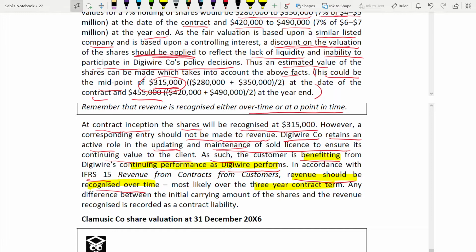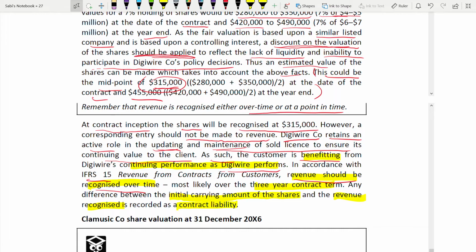So any difference, remember, what about the difference between the carrying amount of the shares and the revenue recognized? Any difference between the initial carrying amount of the shares and the revenue recognized is recorded as a contract liability. You should always say whether you have to recognize a contract asset or a contract liability. That means, did you recognize revenue early in advance, or you didn't recognize revenue? You will recognize it later. Then it should have been recognized. So in this case, what happened? You recognize the revenue. So that difference you have to take as a contract liability, between the initial carrying amount of shares and the revenue recognized.